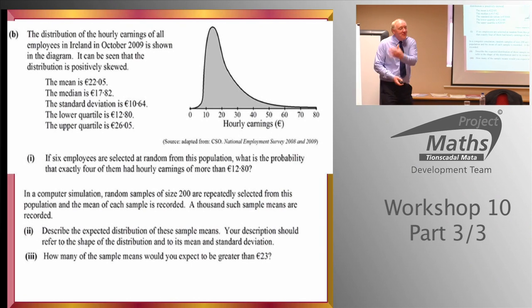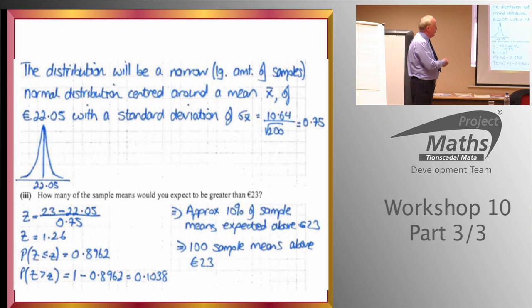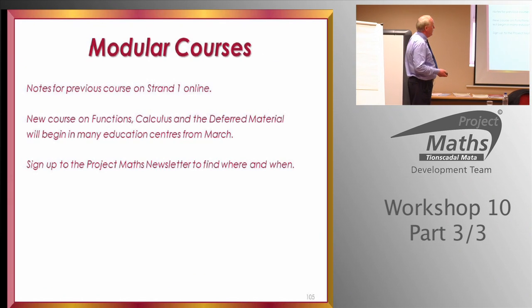It's just what we did. That's what we did there. And so the distribution will be narrow, with a large amount of samples, a normal distribution centered around X bar, and with a standard deviation of 10.4 divided by the square root of n. And you just draw a narrow type of one there for that. That's where we got a sample question.